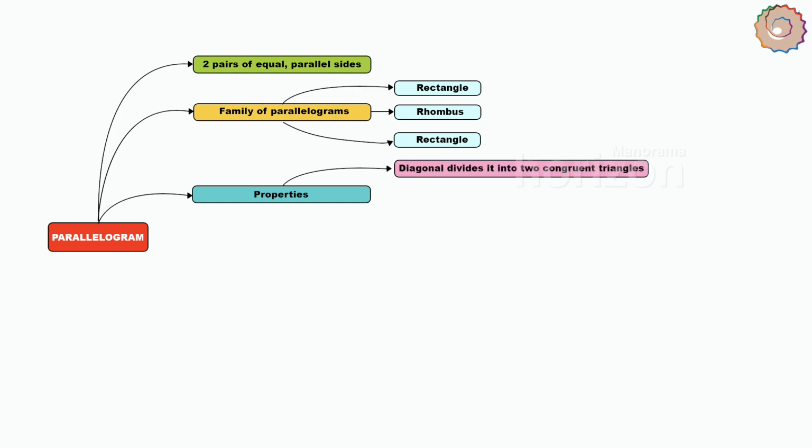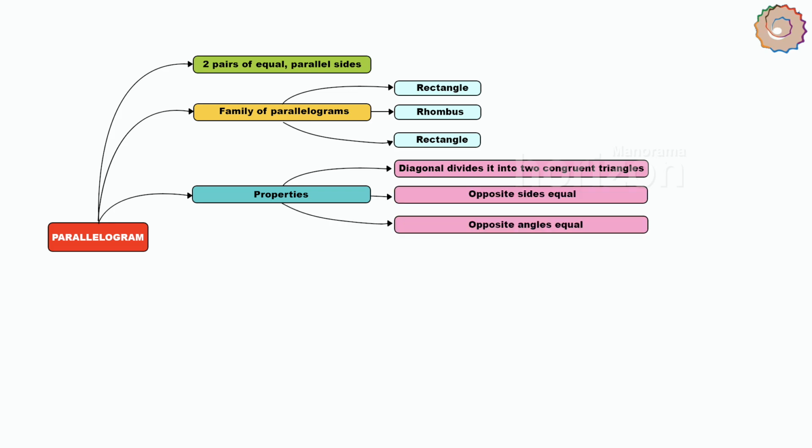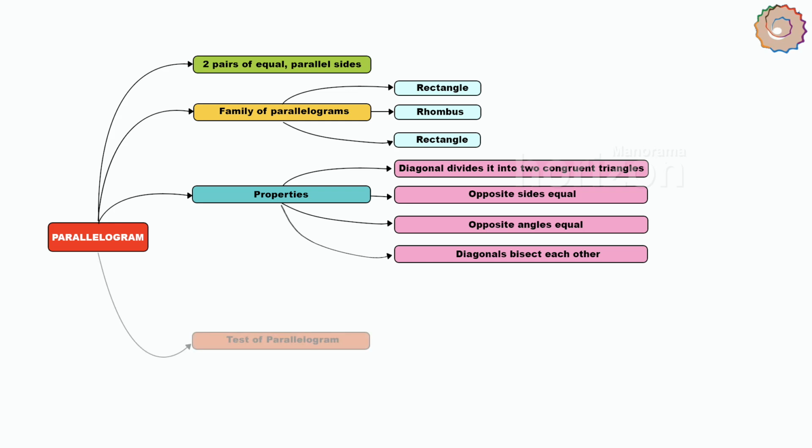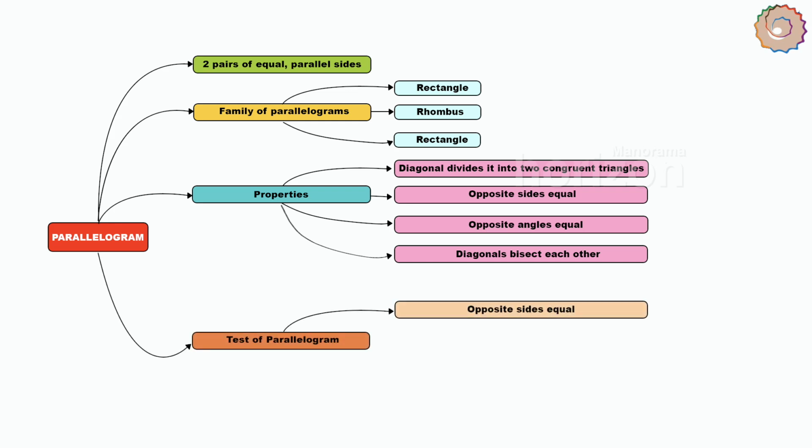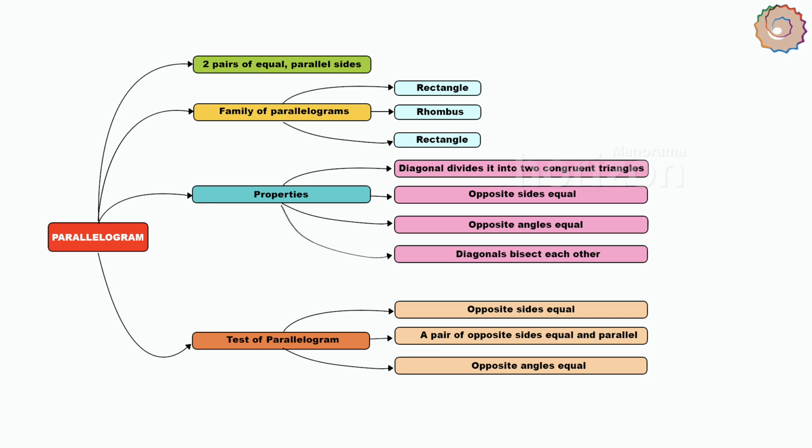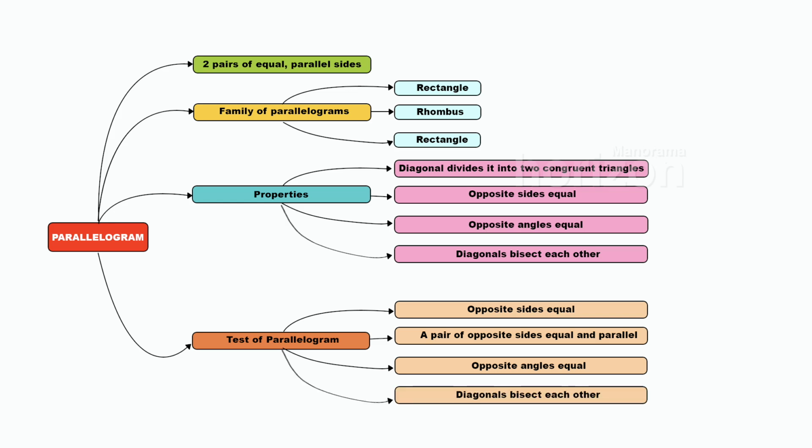Let us have a recap. A diagonal of a parallelogram divides it into two congruent triangles. Next property, opposite sides are equal. Third, opposite angles are equal. Fourth property, diagonals of a parallelogram bisect each other. Also, we have seen the tests of a parallelogram and the conditions are: opposite sides are equal. Next, a pair of opposite sides is equal and parallel. Opposite angles are equal. And the last, diagonals bisect each other.